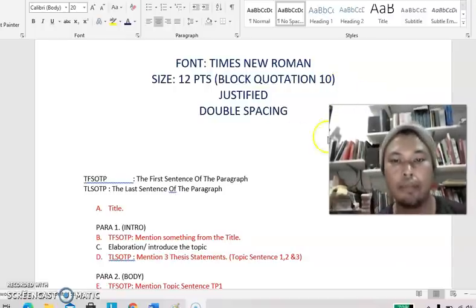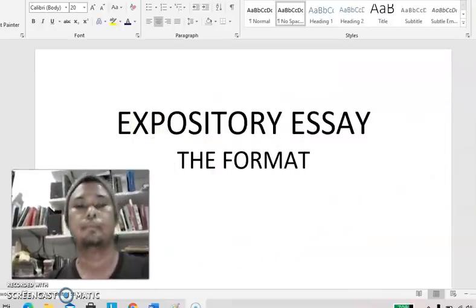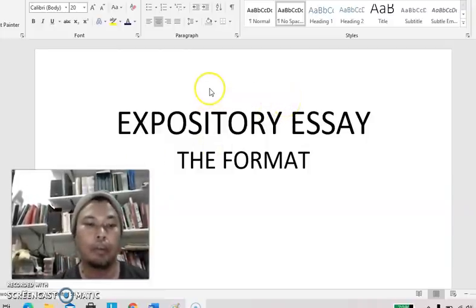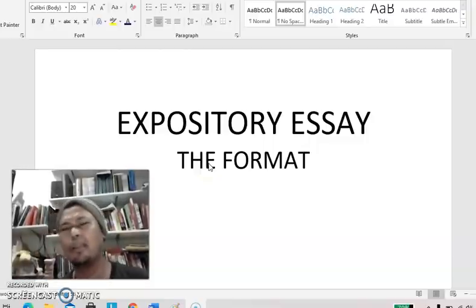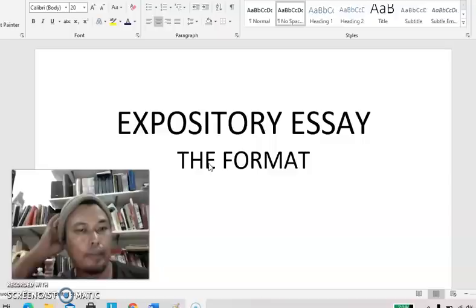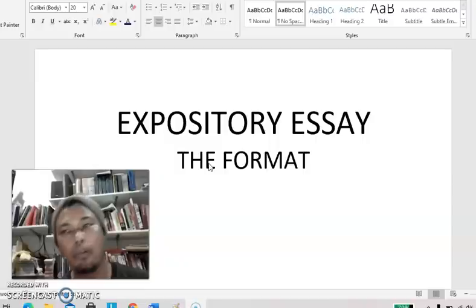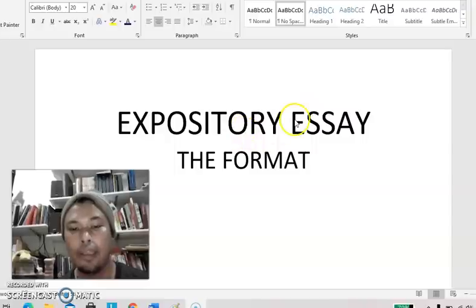We will be discussing what we call as expository essay. Expository essay. Now, we're going to talk a bit about the format. Basically, the format of the expository essay is more or less similar to the actual MUET format. Five paragraphs: we have introduction, three bodies, and conclusion, more or less the same. There's some tiny bit of differences. So if you're learning this, you also learn how to write the format of MUET. So, the expository essay format.